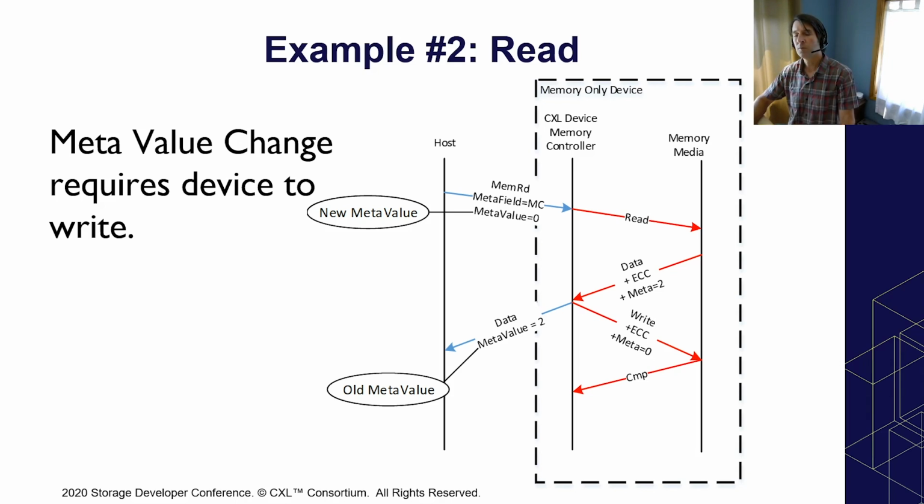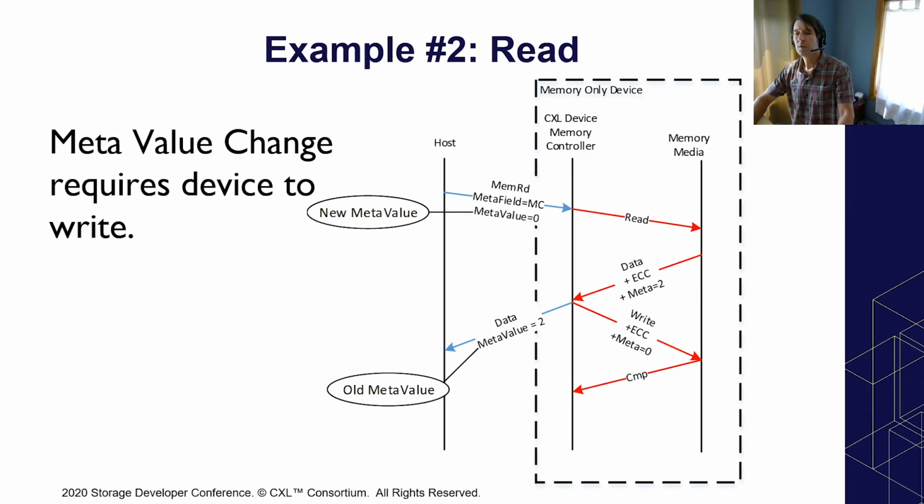So let's look through what happens in the memory device in this case. We get the memory read from CXL. Device will do memory read to the media. It gets the data back with the ECC, does any necessary corrections and error checking within the media device, then returns the data along with the meta value, the old meta value, back to the host.